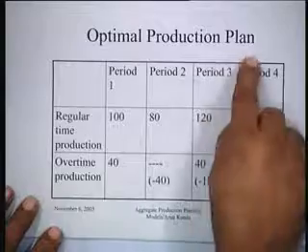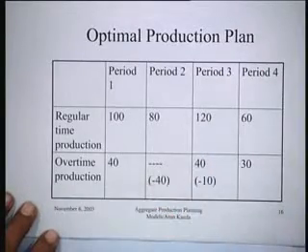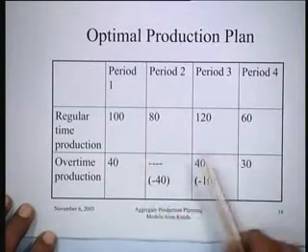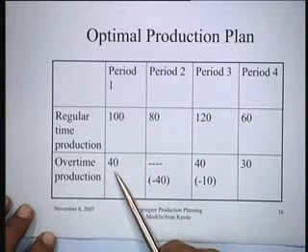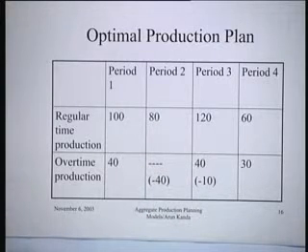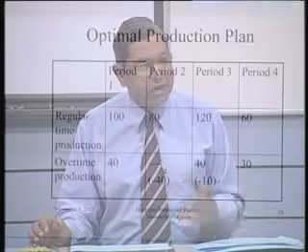So the optimal production plan in this particular case looks like this. Which specifies how much to produce on regular time and how much to produce on overtime. And that is incidentally what the objective of aggregate production planning is. It must tell you how much should I produce in different periods such that I meet my demands at the minimum cost. So that's exactly what we have achieved through this particular case.